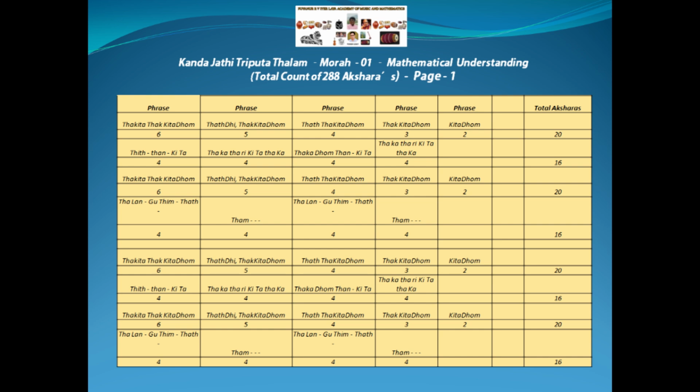Episode 6, Kanda Jathi Triputa Thalam, Morah 1, Mathematical Understanding, total count of 288 aksharas. This Morah should be interpreted in the following way.